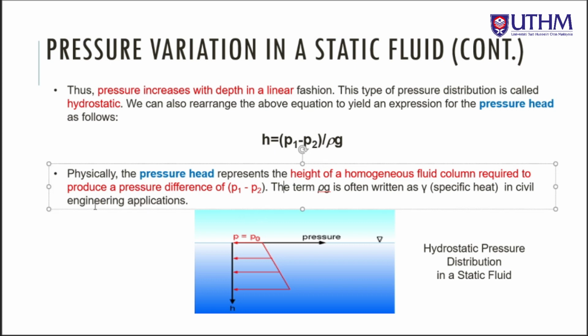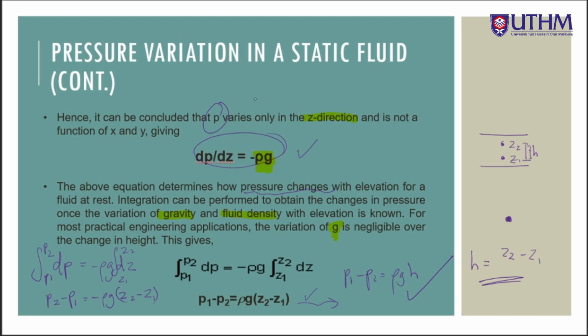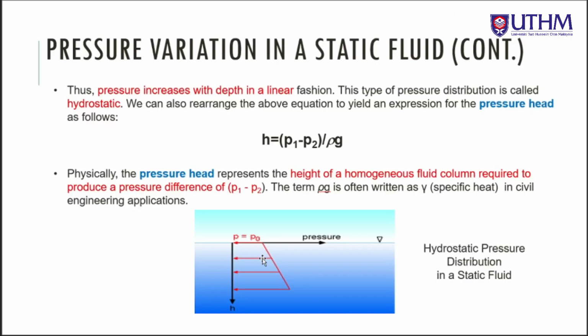Alright. So physically, the pressure head represent the height of homogeneous fluid column required to produce a pressure difference of P1 and P2. Macam saya cakap tadi lah kan, ini pressure head ni adalah benda ni je sebenarnya perbezaan ketinggian antara Z2 dengan Z1.